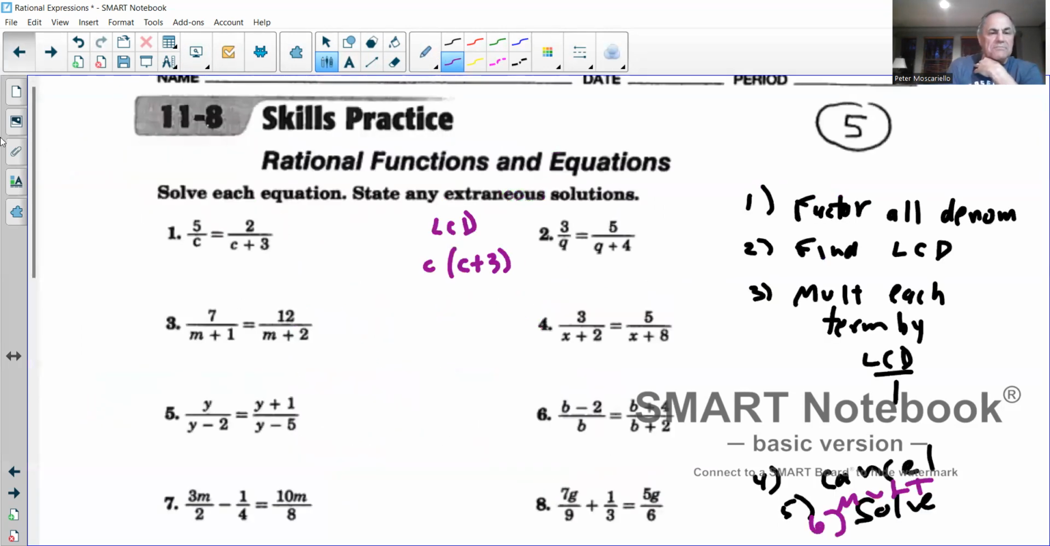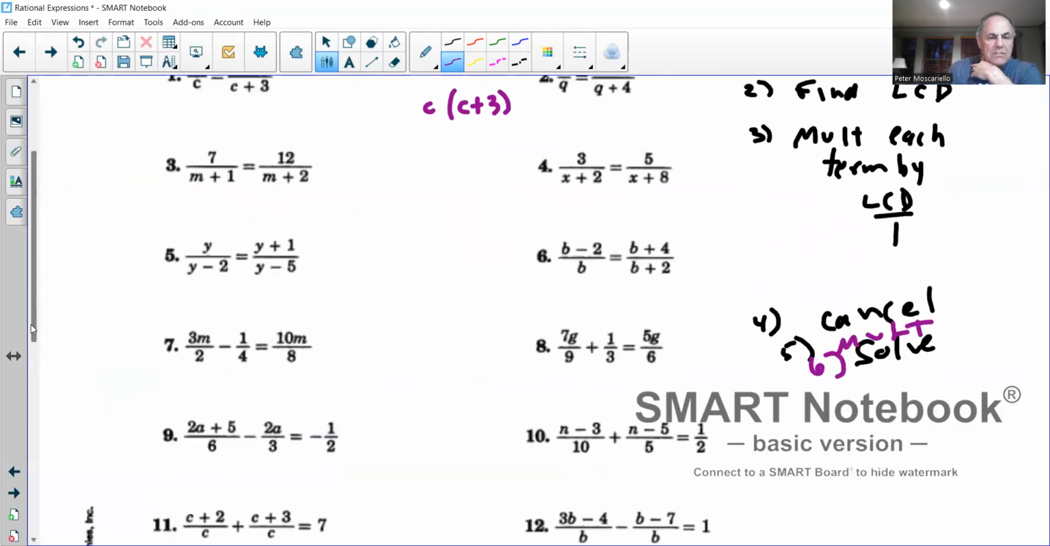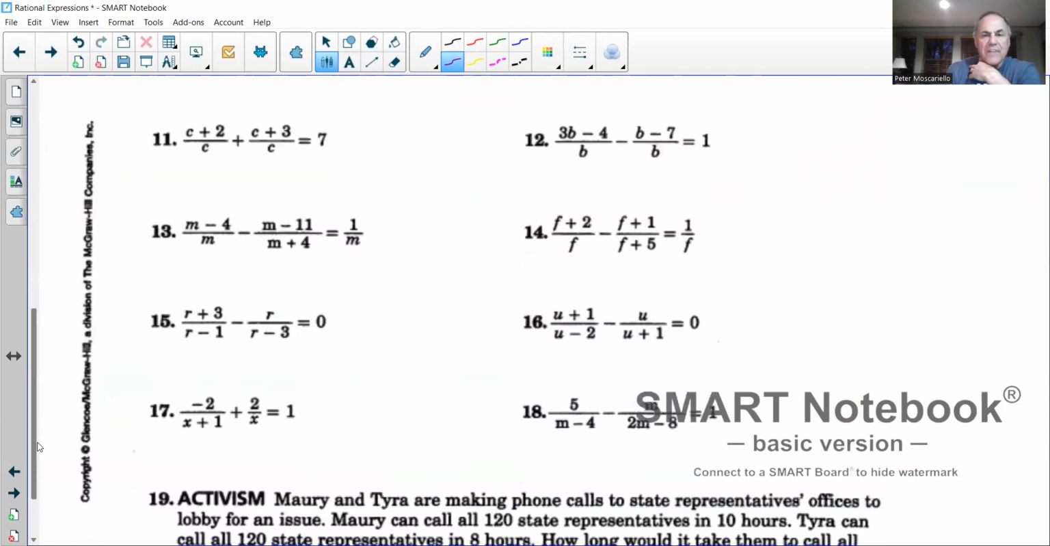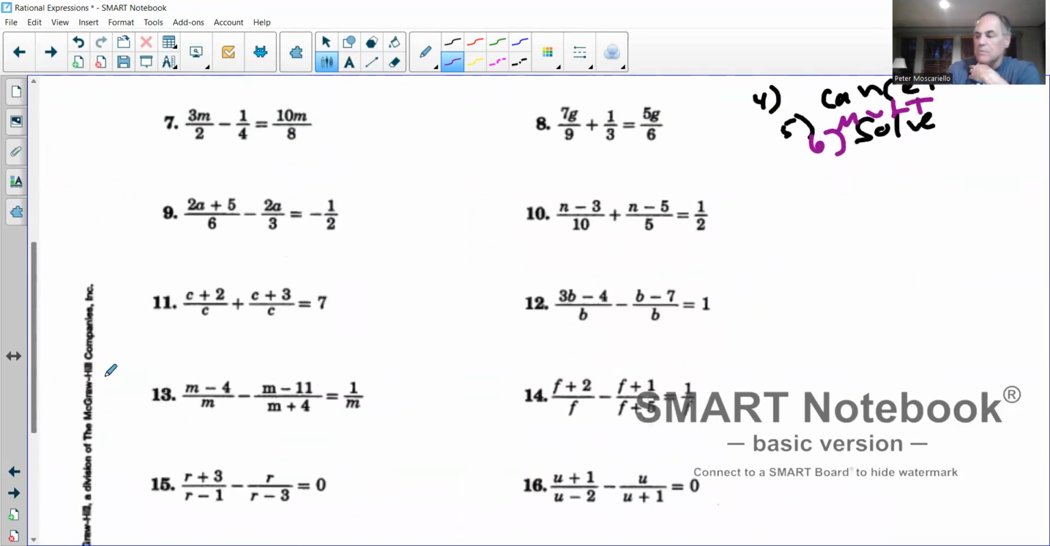Okay, what's next? Boy, do we have to factor any of these? No, we didn't have to factor any of these denominators. That's not good. How about on page 6? Let me look at page 6. Yeah, on page 6, you have to do some factoring. So these are pretty easy.